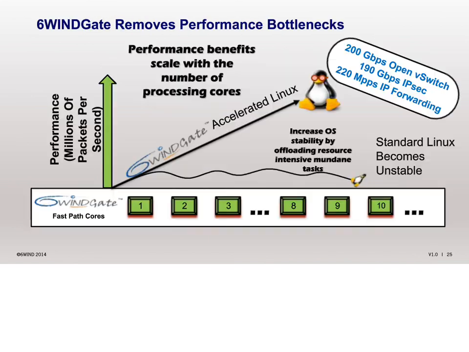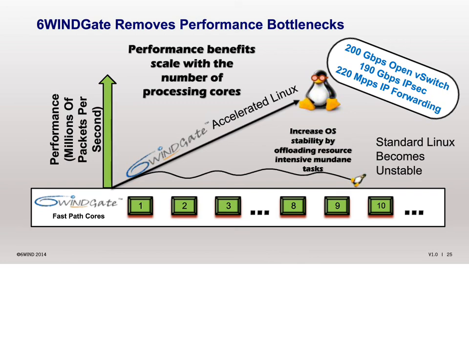In terms of performance, 6WINDGate removes the performance bottlenecks of Linux. The CPU resources necessary for packet processing are drastically reduced so that fewer cores are necessary to process network traffic at higher rates, and Linux stability is increased. Performance scales linearly with the number of cores dedicated to running the FastPath. We achieve 200 gigabits of Open vSwitch and more, as we will see in the next slide, 190 gigabits of IPsec, and 220 million packets per second of IP forwarding performance.